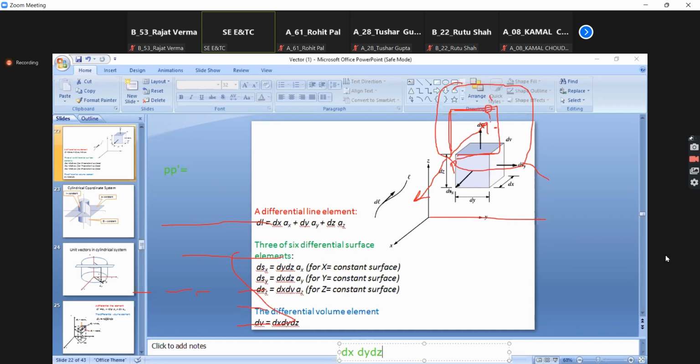Okay, and it is not a vector. Okay, it is a scalar value, dx dy and dz. Okay, so this is what we have already studied in our last lecture. Now the same logic has to be applied to the cylindrical coordinates. Okay, I hope it is clear with everyone.